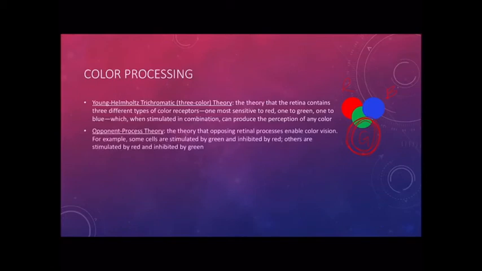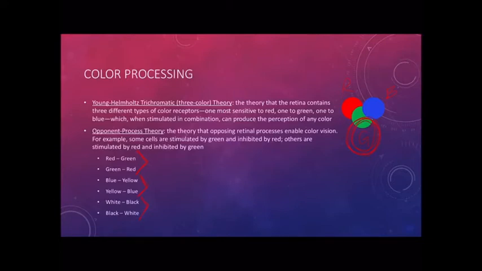Now, opponent process theory is a little bit more difficult to grasp. And so it's saying that there are opposing retinal processes that enable your color vision. So some cells are stimulated by green and inhibited by the color red. Some are stimulated by red and inhibited by the color green. And so what you want to know from this theory is which colors pair together. Know that red goes with green, blue goes with yellow, black goes with white.